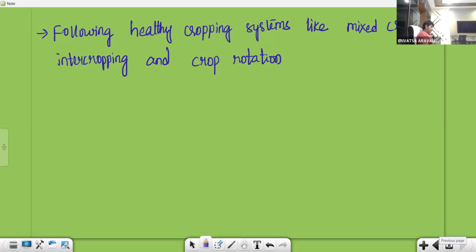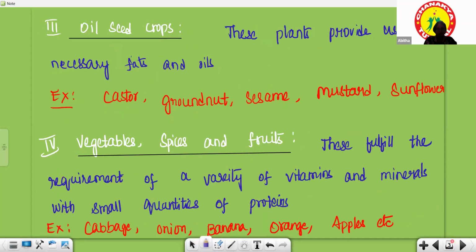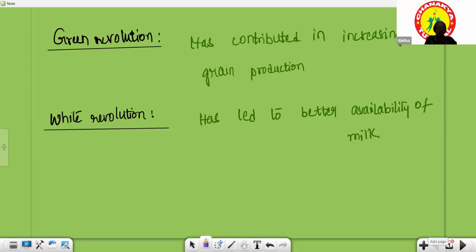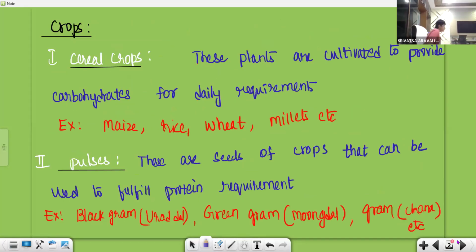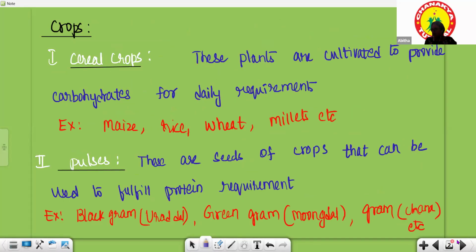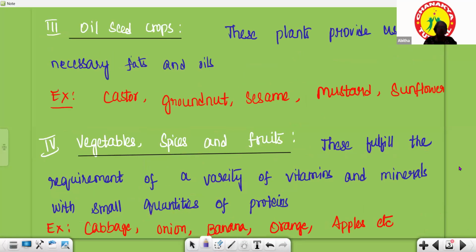Okay. So let's discuss what we have discussed in the entire class. What is green revolution? In green revolution, food grain production is the theme, whereas white revolution is about increasing milk production. What type of crops are generally sown? First one is cereal crops, the main source of carbohydrates. Examples are wheat, rice, millets, etc. Pulses are the source of protein requirements. All types of seeds like black gram and green gram come under the pulses category. Next one, oil seed category.